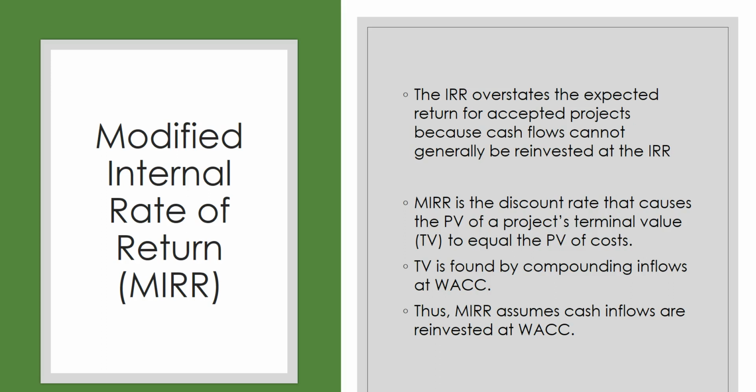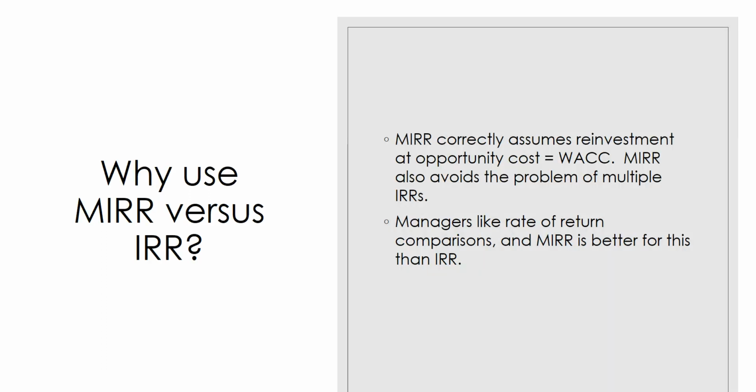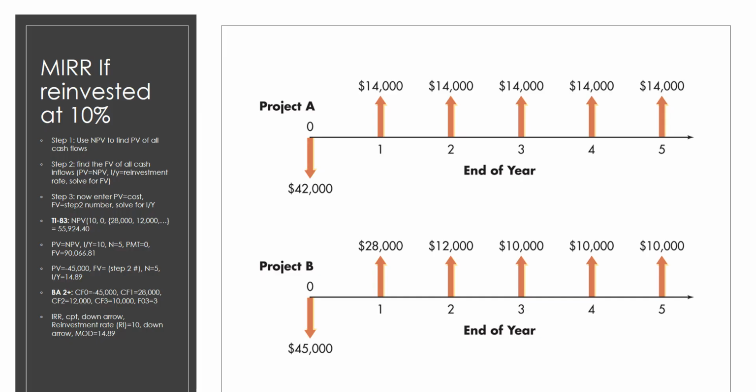So this would allow you to assume that those intermediate cash flows would be reinvested at the weighted average cost of capital. It also avoids the problem of multiple internal rates of return. So modified internal rate of return is better than internal rate of return.